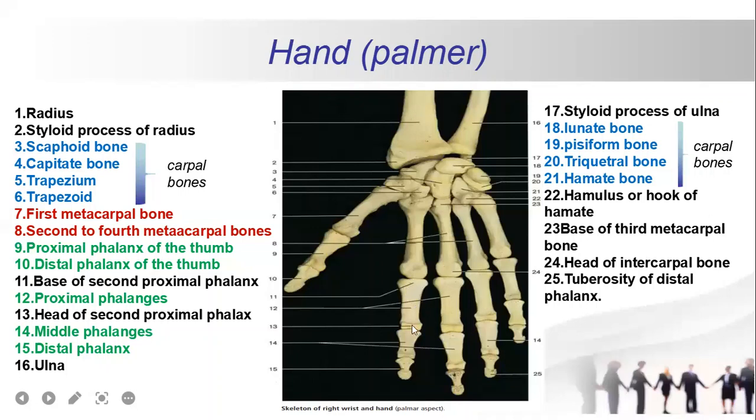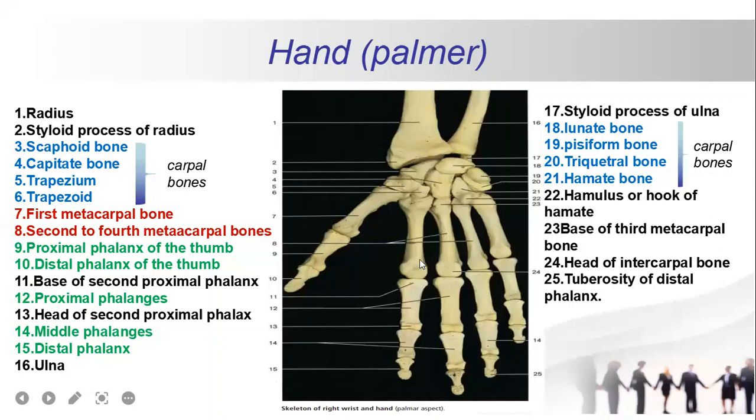Number 13, we have the head of the second proximal phalanx. So this is the base, and here is the head. The base articulates with the metacarpal, and the head articulates with the middle phalanx, and then we have the distal. We'll see how this functions, because the thumb has just the first metacarpal, then the proximal and the distal, but it lacks the middle phalanx.